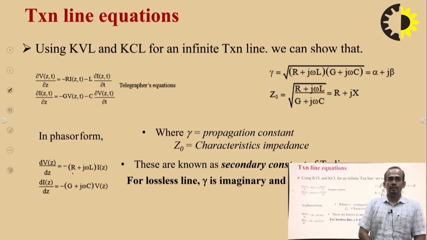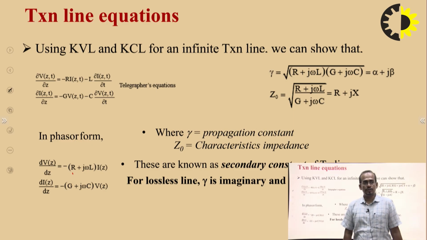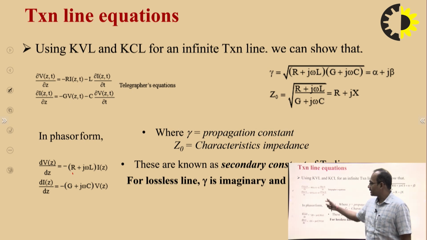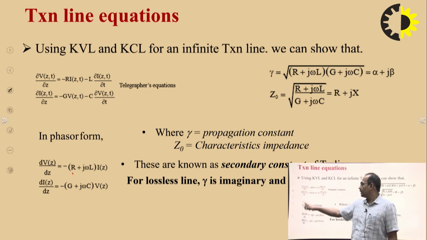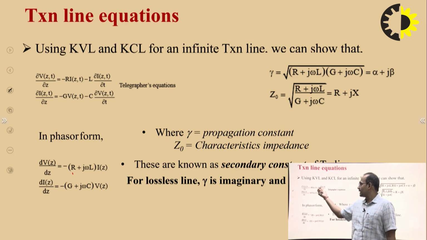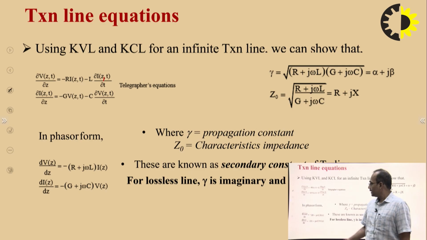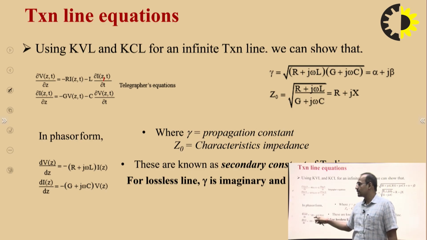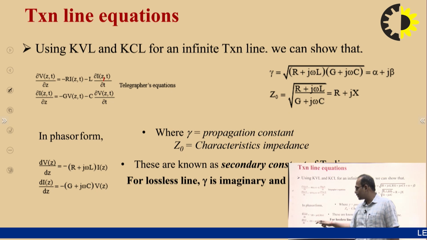This is the telegrapher's equation. In phasor form we can write dV(z) by dz is equal to minus (R + jωL) I(z). We have just taken the Laplace transform of this ΔI by Δt, so s is nothing but jω. So I will get here minus (R + jωL) I(z). Similarly, dI(z) by dz is equal to minus (G + jωC) V(z).